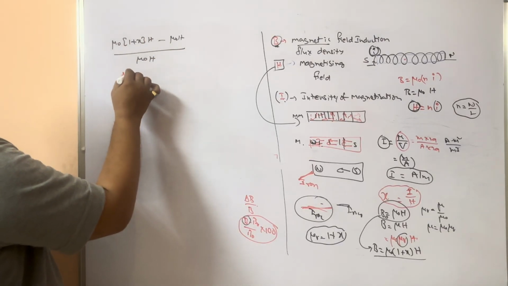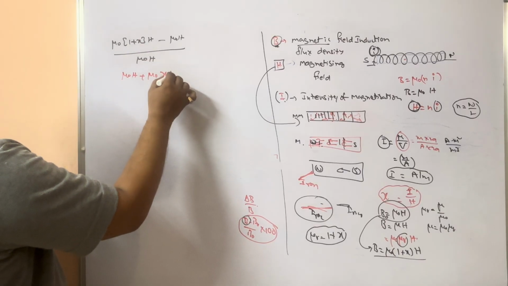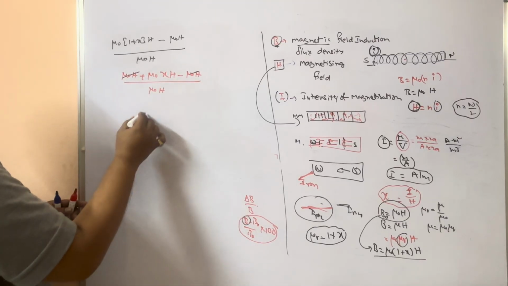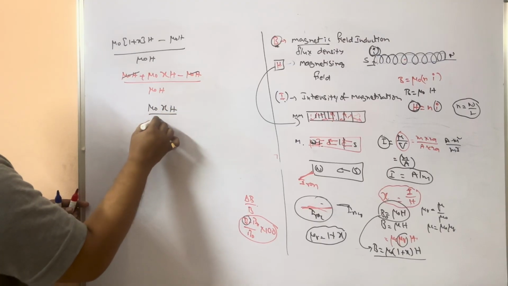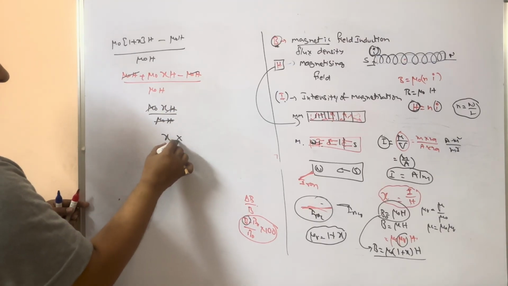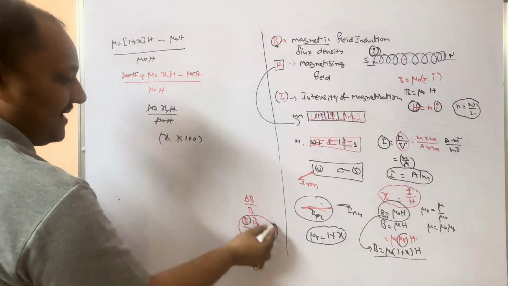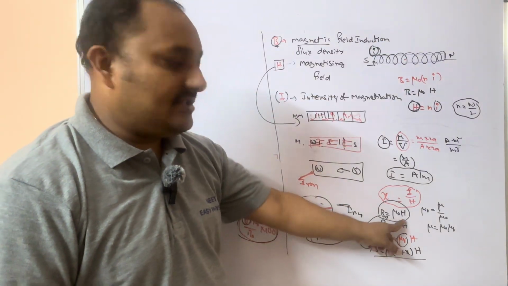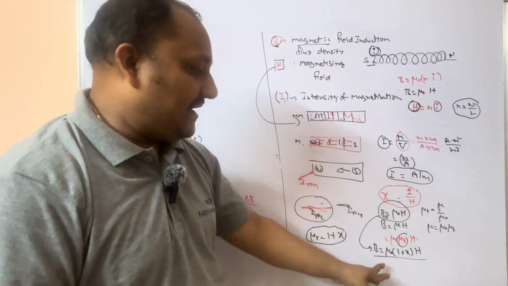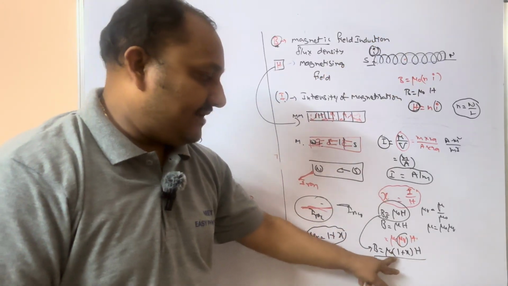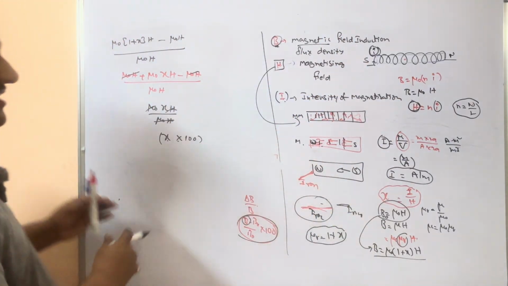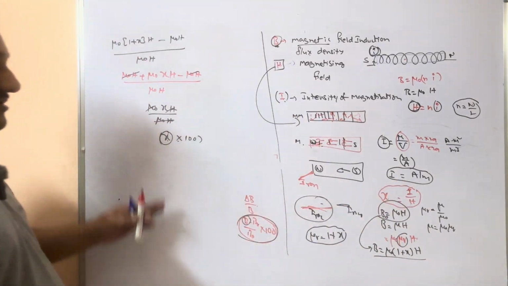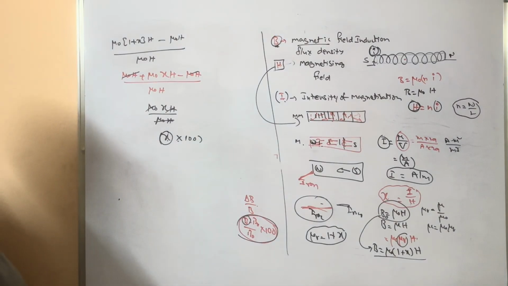So, mu naught H plus mu naught psi H minus mu naught H, divided by mu naught H. These two will be cancelled. So, mu naught psi H by mu naught H, and these two will be cancelled. So, simply you should remember susceptibility into 100 gives the percentage change in magnetic field. Whenever we place it initially in vacuum, B naught is equal to mu naught H. When you place a magnetic material, the new magnetic field becomes mu naught into 1 plus psi H. So, the fractional change is simply susceptibility into 100. Susceptibility will not have any units because it is a dimensionless quantity, isn't it?